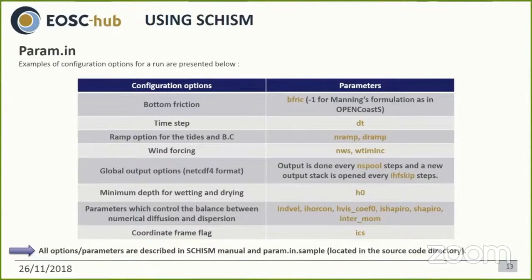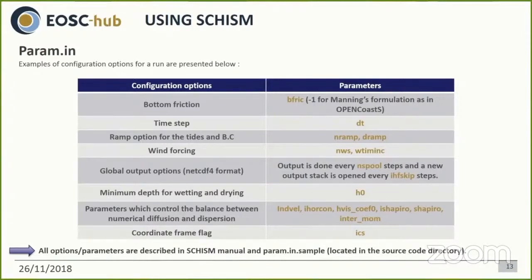For the global output options, you can specify how many hydrodynamic time steps you want between outputs. This is the NSPOOL variable. And with the ihfskip flag, you can indicate after how many hydrodynamic time steps you want a new output file. This is to avoid having huge output files. You can also specify the minimum water depth for the wetting and drying algorithm.